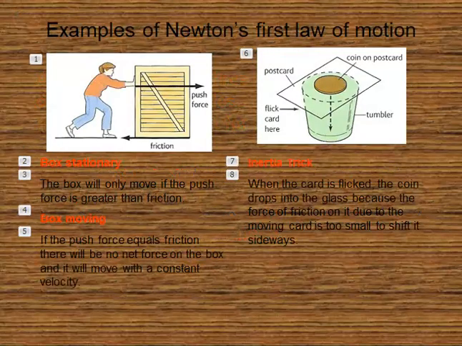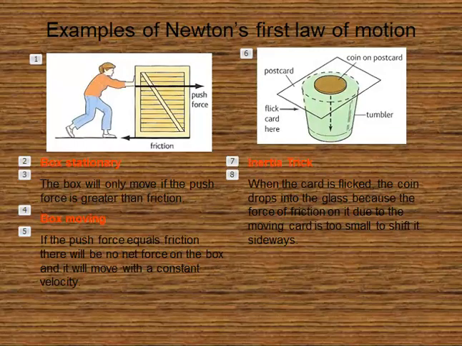Examples of Newton's first law of motion: number one, we have somebody pushing a load. Remember, we have the force of friction which opposes the relative motion. Number two, second figure there, we have a coin on top of a cardboard, and then we have an empty tumbler. So when you flick that cardboard, the coin will just remain and fall into the tumbler.